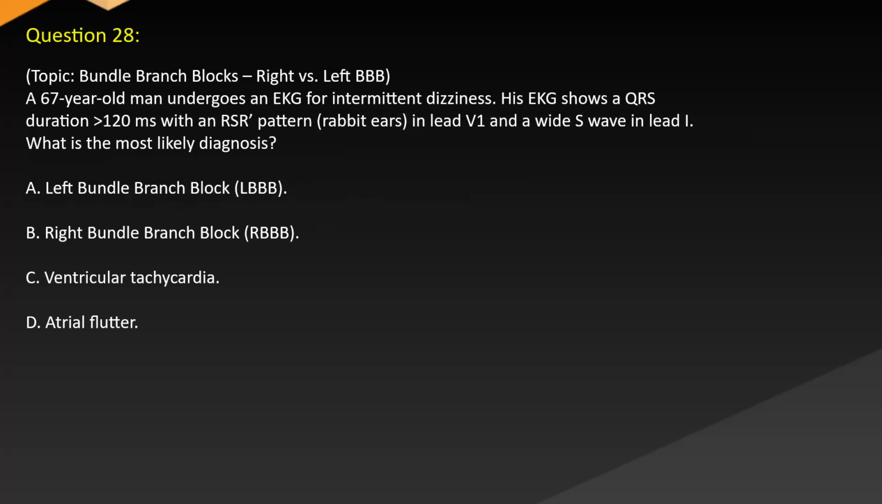Question 28. Topic: bundle branch blocks. Right versus left BBB. A 67-year-old man undergoes an EKG for intermittent dizziness. His EKG shows a QRS duration of 120 ms with an RSR' pattern, rabbit ears in lead V1 and a wide S wave in lead I. What is the most likely diagnosis? A. Left bundle branch block, LBBB. B. Right bundle branch block, RBBB. C. Ventricular tachycardia. D. Atrial flutter.